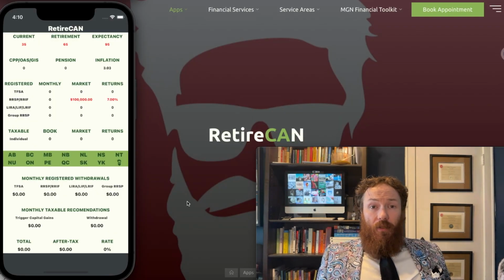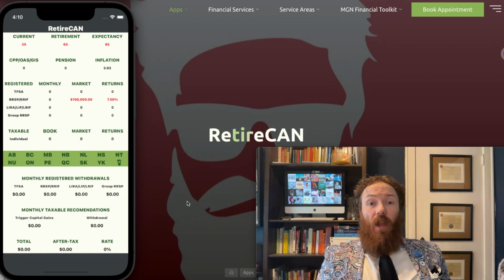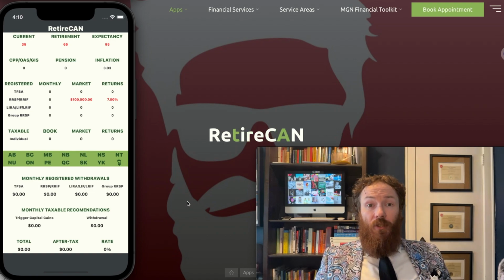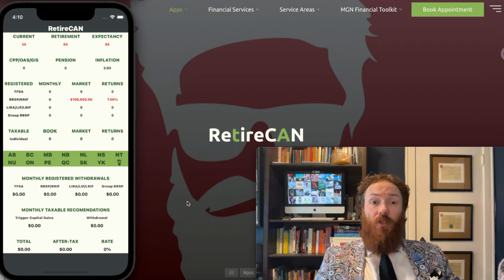All right, so Canadians, RetireCan. This retirement planning software was made just for you to help you find your after-tax number. Basically, this is probably more important than just a withdrawal stream, but again, you can just use the last calculator if you want to save money.